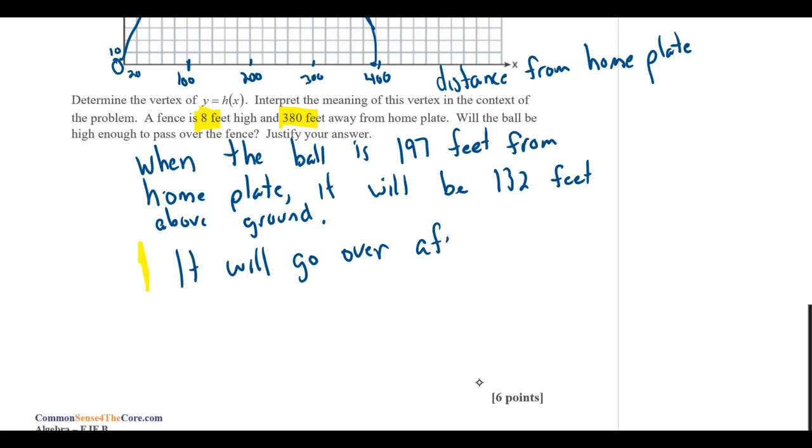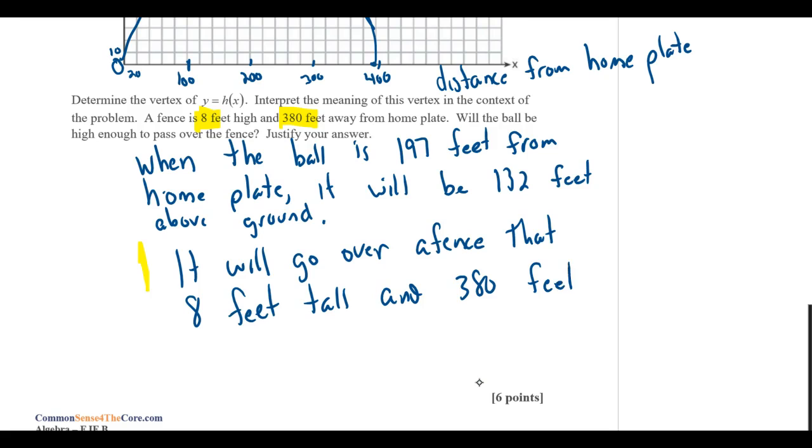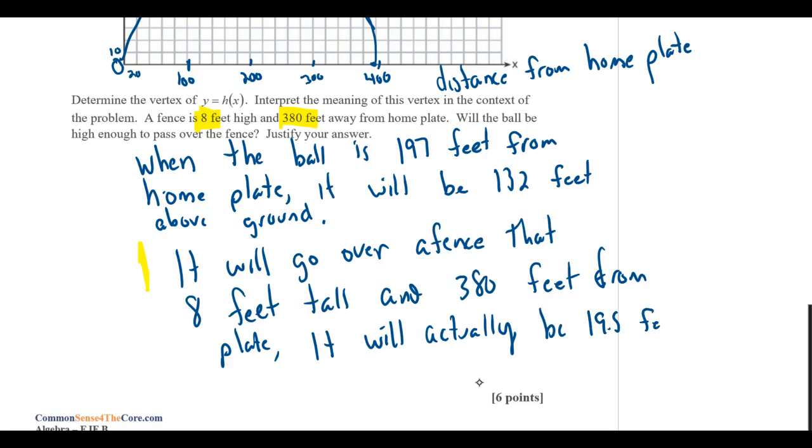Go over a fence that is 8 feet tall and 380 feet from home plate. And then I would add that it will actually be 19.5 feet above ground at 380 feet.